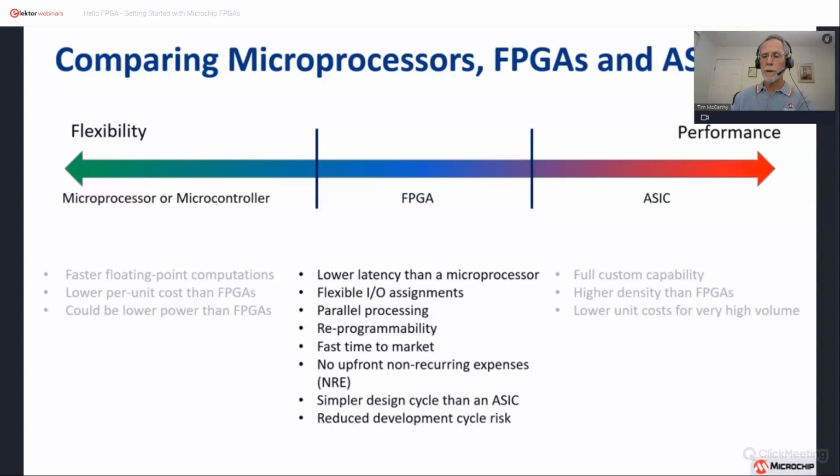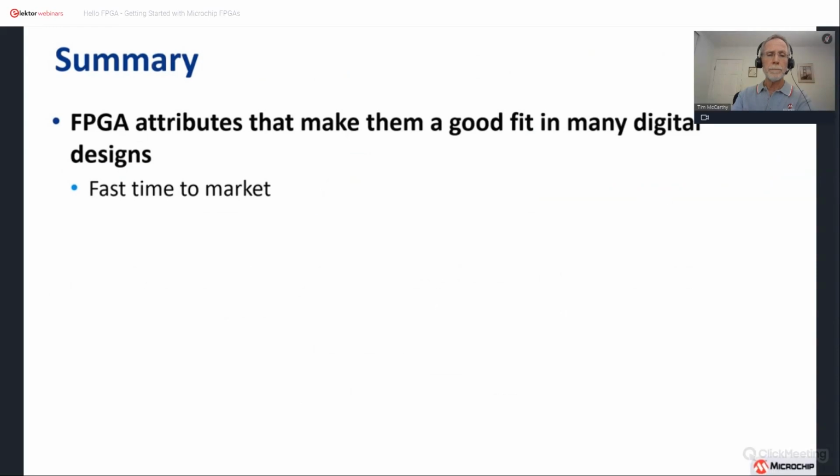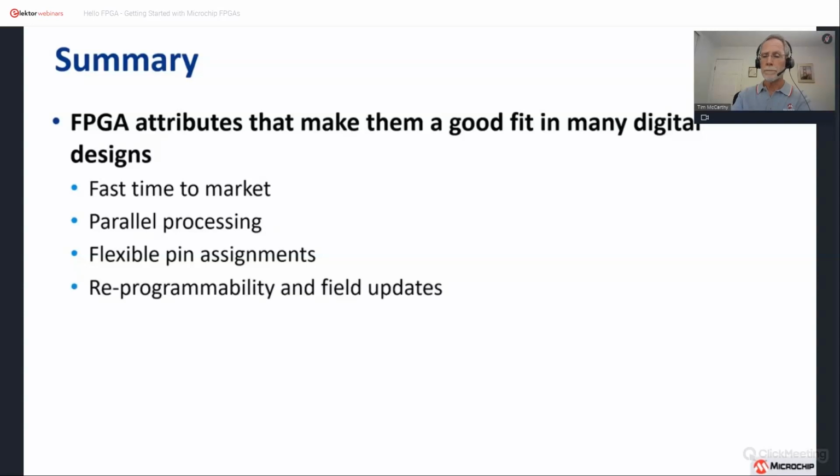FPGAs are reprogrammable, so a bug found in the development phase can be quickly corrected. Fielded systems can be updated remotely by deploying a new bit stream. Fast time to market, parallel processing, flexible pin assignments, which simplifies board layout, reprogrammability to support bug fixes and field updates, and no NRE charges are some of the attributes that make FPGAs a good alternative to ASICs or a general-purpose processor in many digital designs.